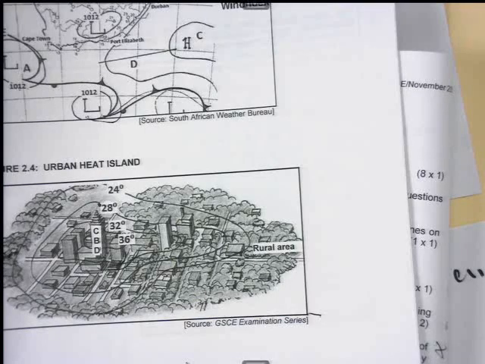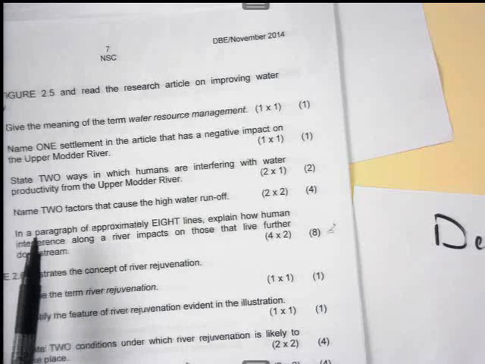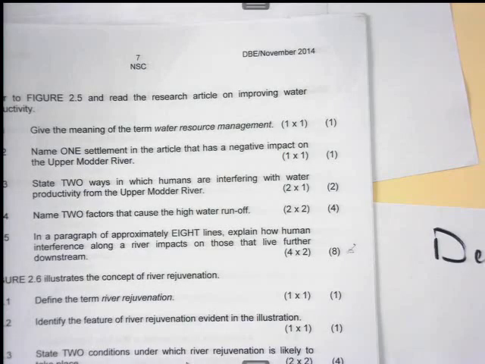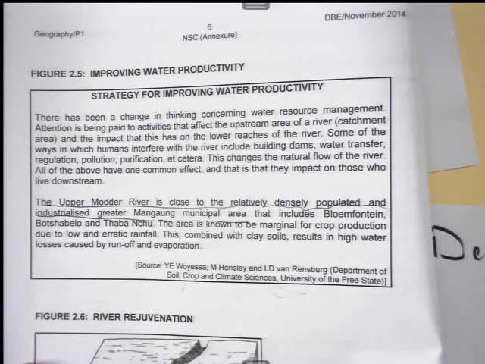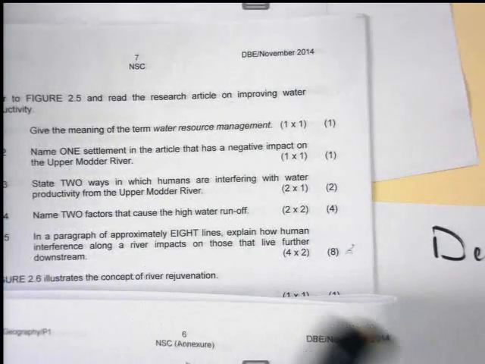I'll be moving now to question 2.5.5, which was also a nightmare for most of us. If you look at question 2.5, read the research article on improving water productivity. You were given an extract there to read through, strategy for improving water productivity. So everything was mentioned under this here. And then I'm interested in this question of 2.5.5.